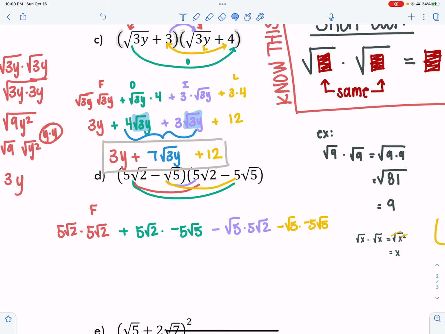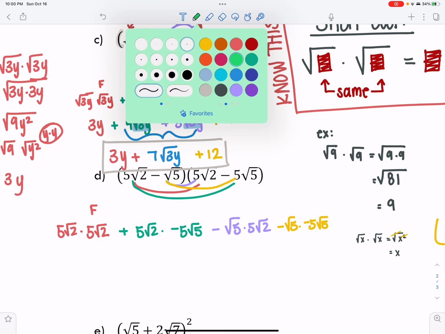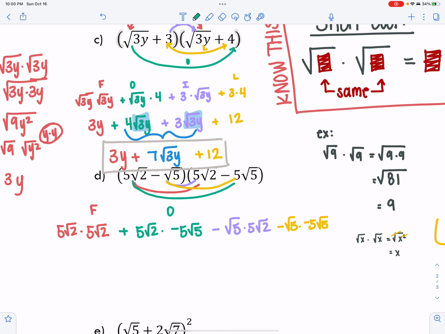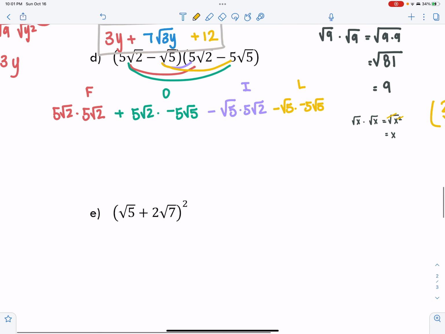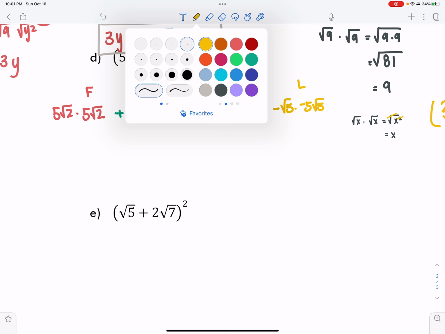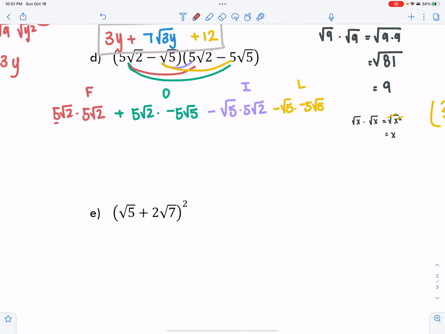All right, so there's my first, outer, inner, last. Let me go through and label these in case you're looking back at these notes later. First, outer, inner, and last. Now I'm going to go through and simplify each piece down the column. And so 5 square root 2 times 5 square root 2. Well, 5 times 5 is 25. And then square root 2 times square root 2 is that little shortcut. That's the square root of 2 times 2 or 4. And so I've got a 2 there.